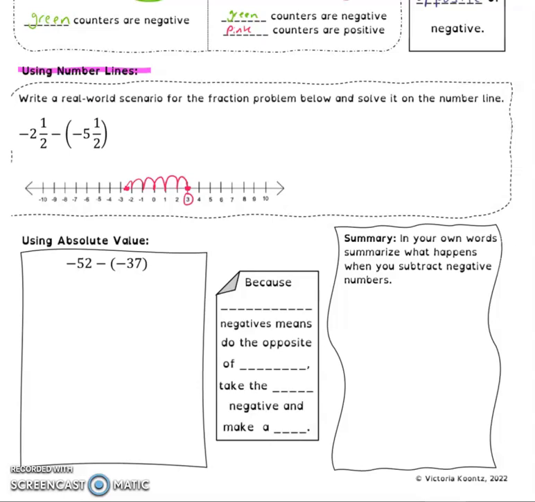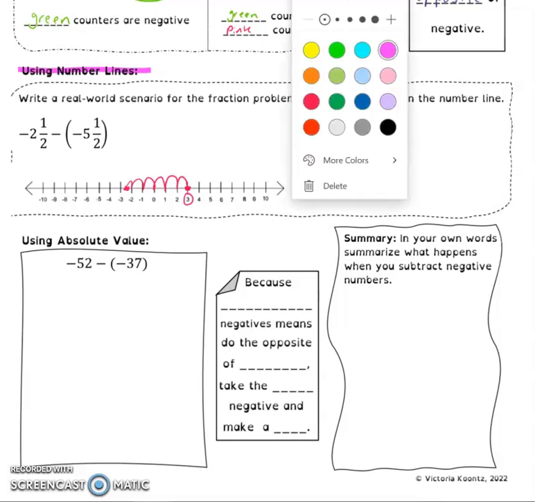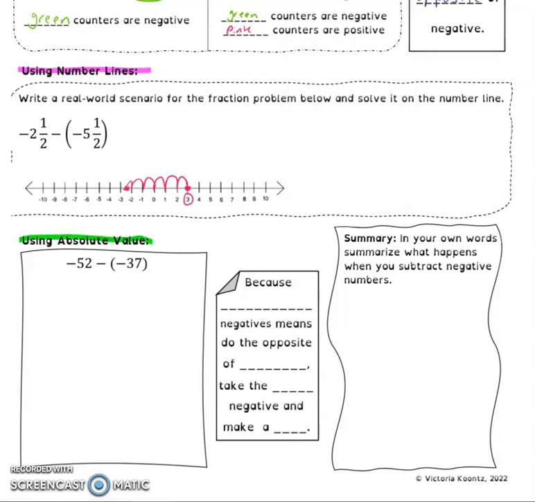You should start at -2.5, and then you're going to subtract -5.5. So you're going to have to add 5.5 to your -2.5. Okay? Remember, -2.5, you're going to have to estimate where it is in between -2 and -3. All right, let's jump over to our using absolute value to solve this.